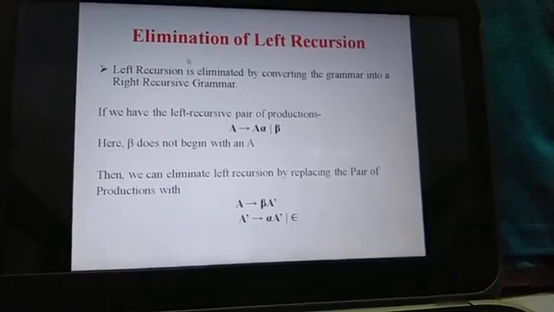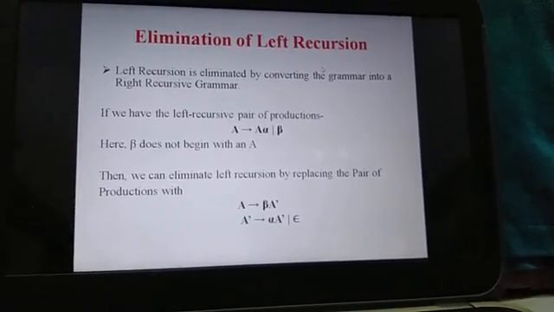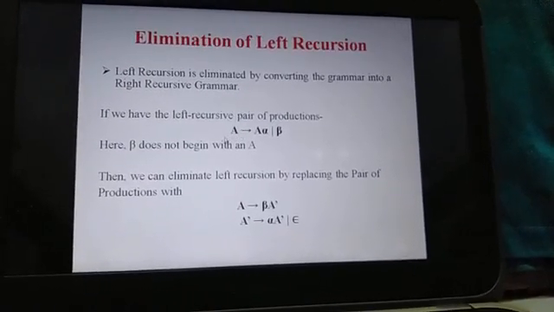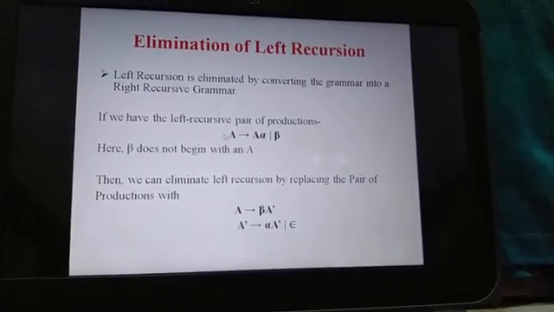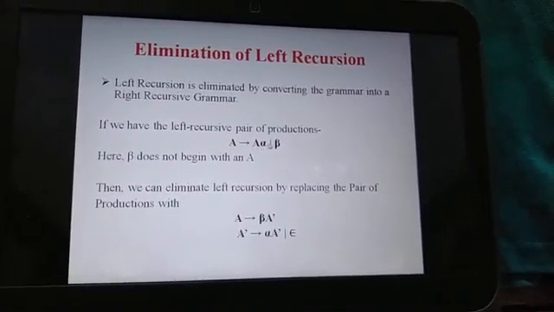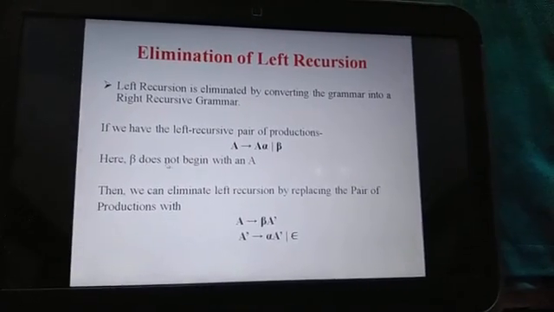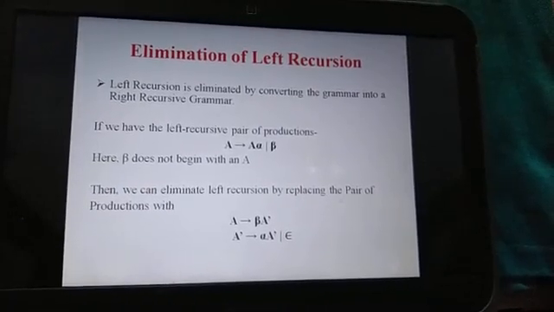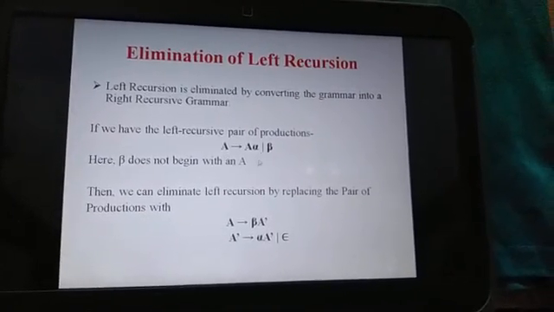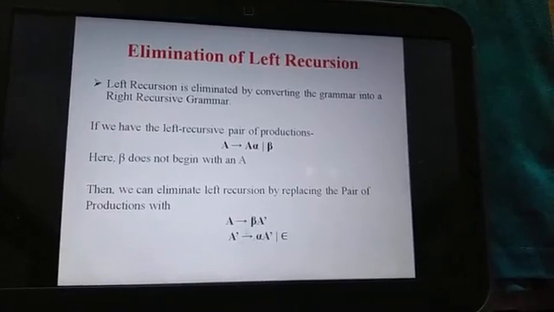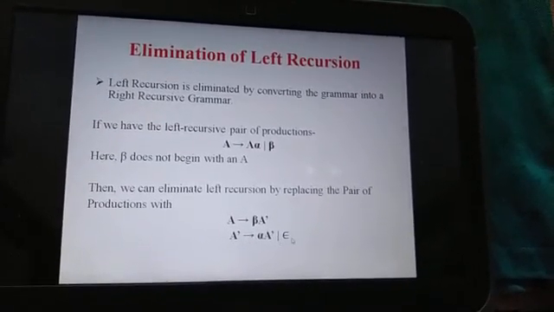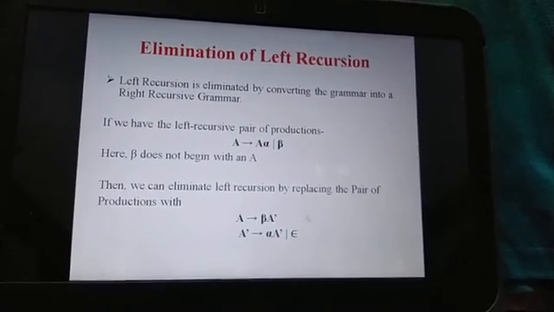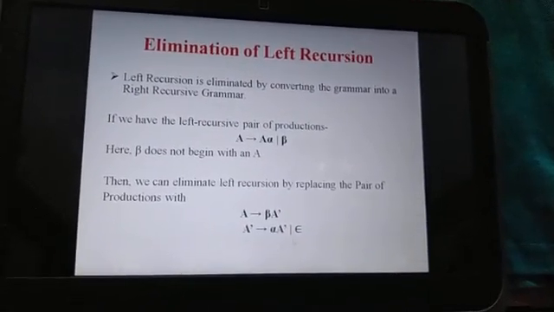So we need to eliminate this left recursion, which can be eliminated by seeing these productions. This is the general form: A produces A alpha and A produces beta. Here beta does not begin with A. Then we eliminate left recursion by replacing the pair of productions with A produces beta A dash, and A dash produces alpha A dash, and A dash produces epsilon. So these productions are replaced by these productions in order to eliminate the left recursion.